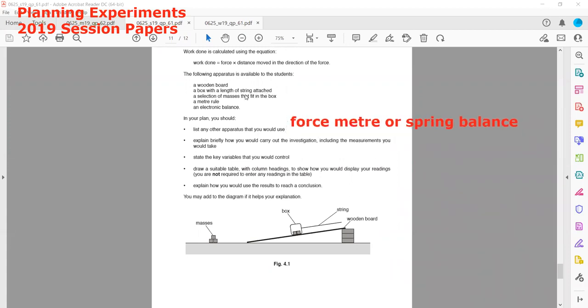Then explain how you would carry out the investigation, including the measurements you will take. So how do we carry out this experiment? First, we will set up the apparatus as shown. Then we will use a force meter to pull this box up, and we'll measure the distance which we move. Then we will repeat the experiment by adding more mass into the box.